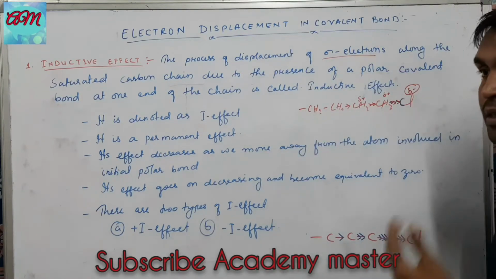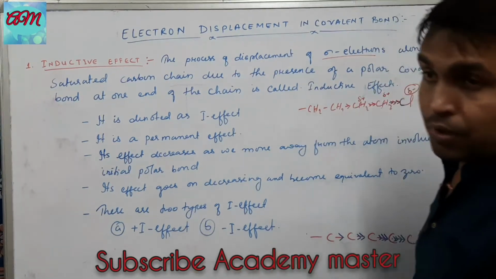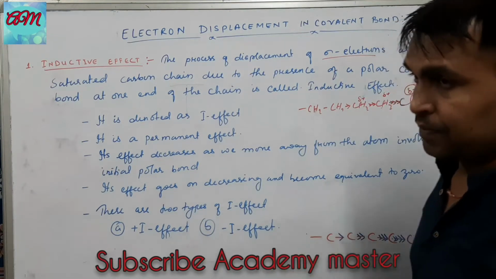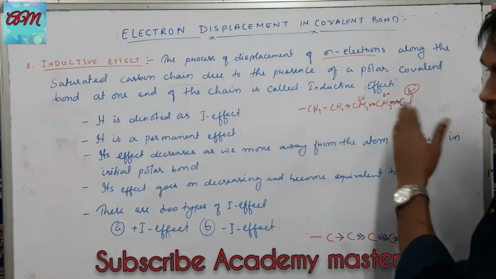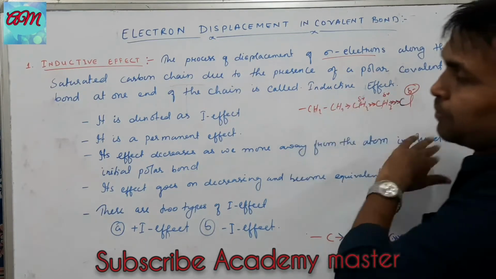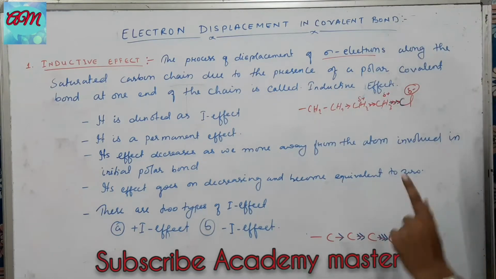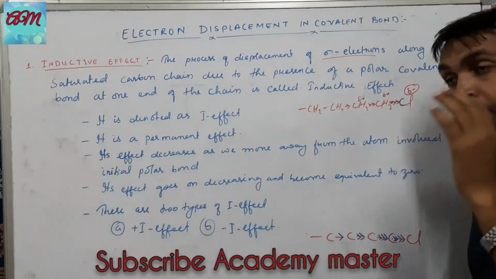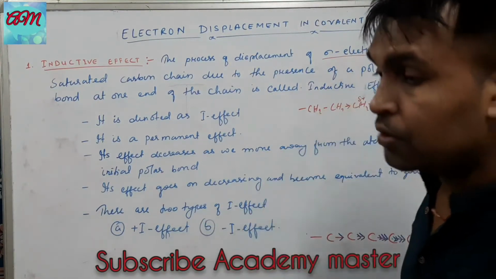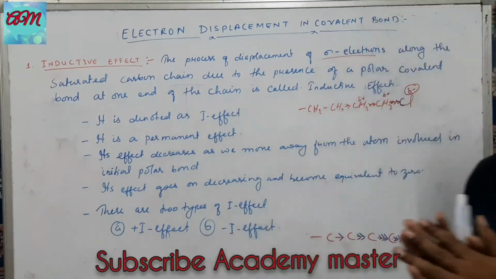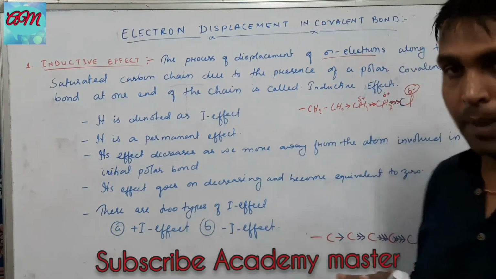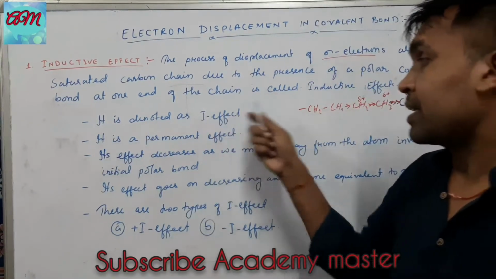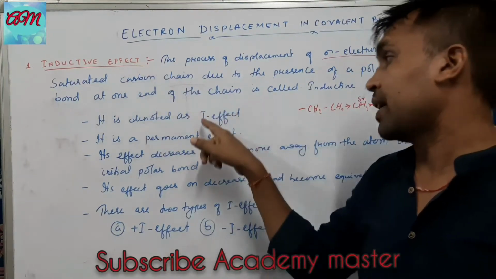Inductive effect is nothing but the displacement of sigma electrons in a saturated carbon chain in the presence of a polar covalent bond at the end of the chain. It is not fixed that it will be left or right, it can be any side. It is denoted as the I effect. We call inductive effect the I effect. Understand these points very well, dear students, because you are going to study these things a lot in class 12 organic chemistry, so your basics should be very strong from now itself.